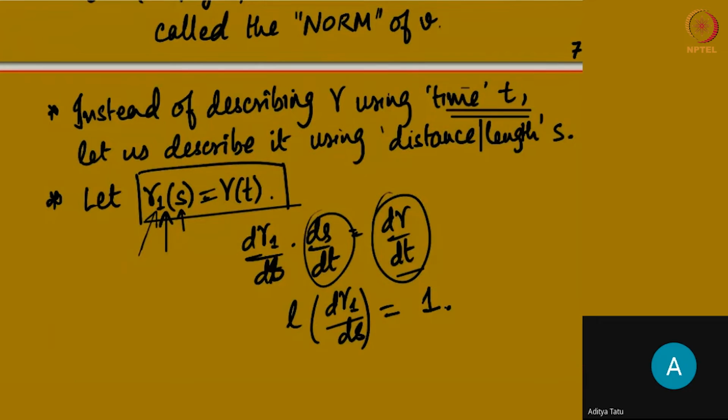We want that you should describe the curve using a moving particle such that the speed of the moving particle is always 1. And the simplest way to do it is to describe the particle with respect to the distance it has traveled.